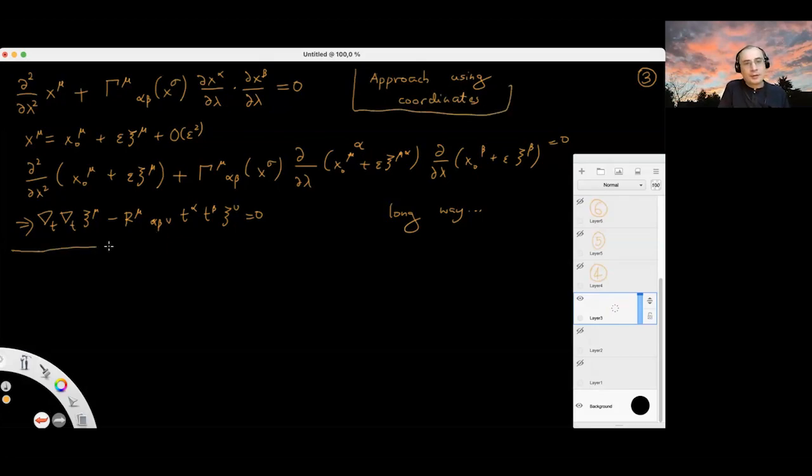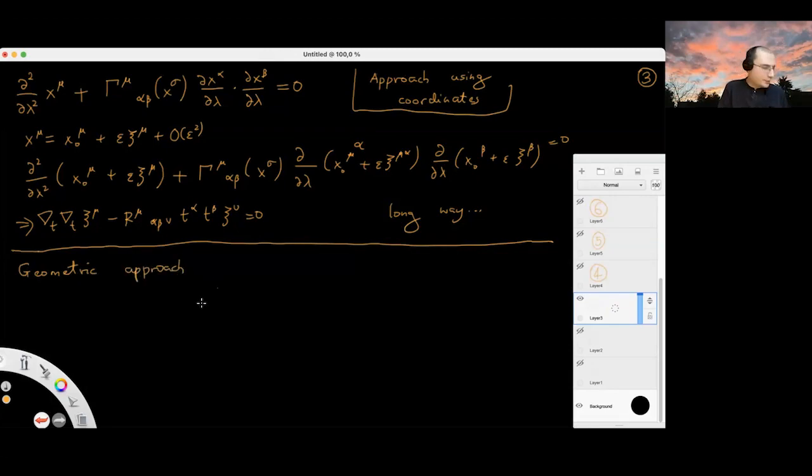But there's also the geometric approach, which makes use of the properties of the Riemann tensor. And this is the one I want to advertise here. So in order to derive the geodesic deviation equation, we need one side result. The side result is that, let's call it a lemma. If you're a mathematician, you know what a lemma is. It's a kind of technical solid result, but an important one.